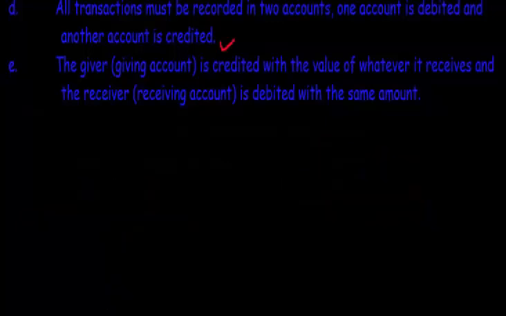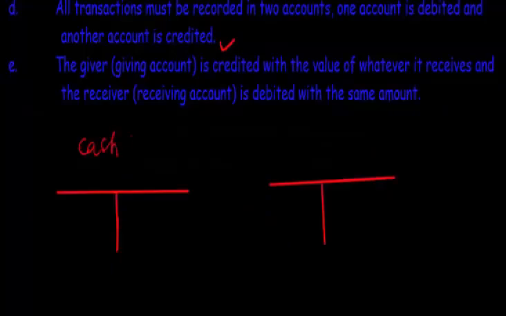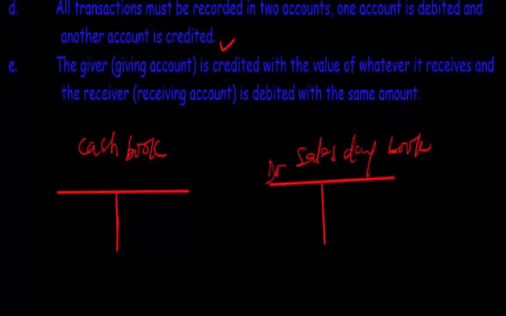For example, cash sales. So the two accounts involved in this case, this will be our cash book, and then this will be our sales day book. So the rule says the left-hand side is our debit and the right-hand side is our credit. Likewise, we'll do the same for cash book. The left-hand side is our debit and the right-hand side is our credit. For example, cash sales of 1,000 was made. To effect D, all transactions must be recorded in two accounts. One account is debited and the other account is credited.